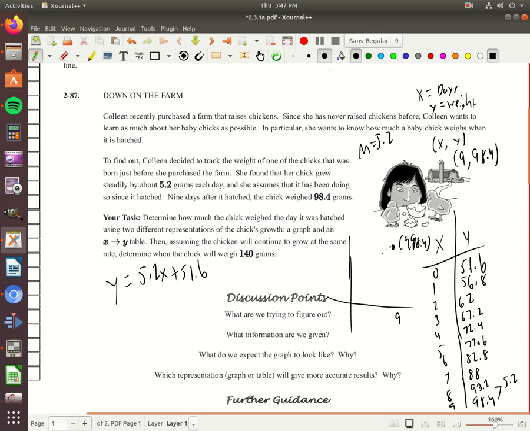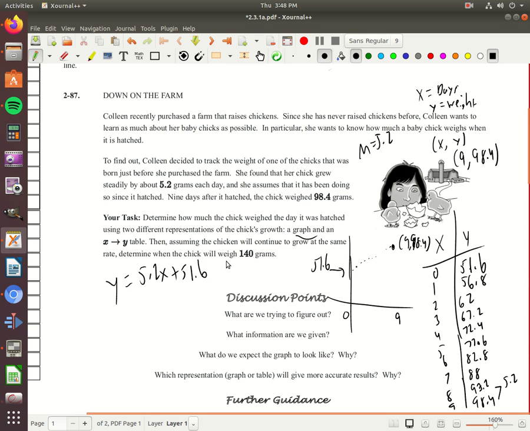They wanted us to graph, and if I go back to the graph, you can see that it will end up on day 0 at 51.6. So there's my poor graph, but let's pretend that's what it was. So assuming the chicken will continue to grow at the same rate, determine when the chick will weigh 140 grams. All right, so I have my graph, poor as it is, and I have my XY table.